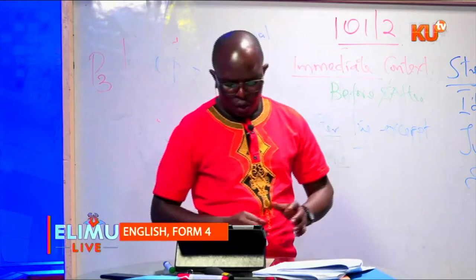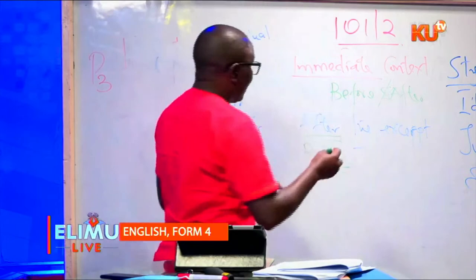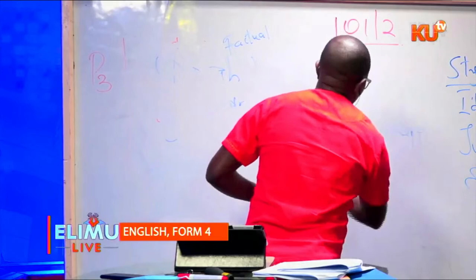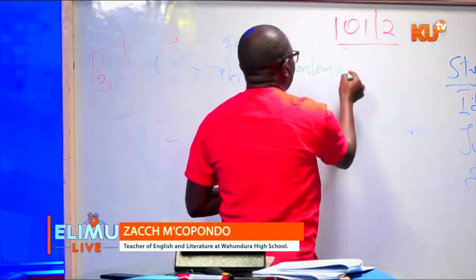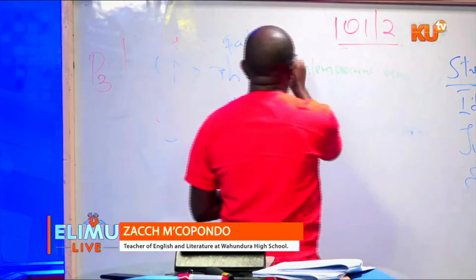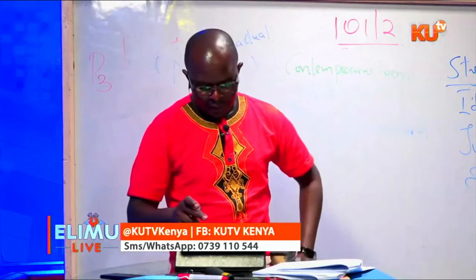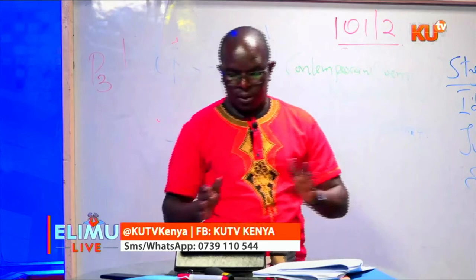So what is tested here? Areas that are tested here are contemporary poems. In the poetry question, we test you on contemporary poems, poems that are focusing on the things that are affecting us directly. There's a poem written by Everett Standa. This is the poem that was talking about Mwananchi. It's a contemporary poem. Again, that nature of a poem can be tested.